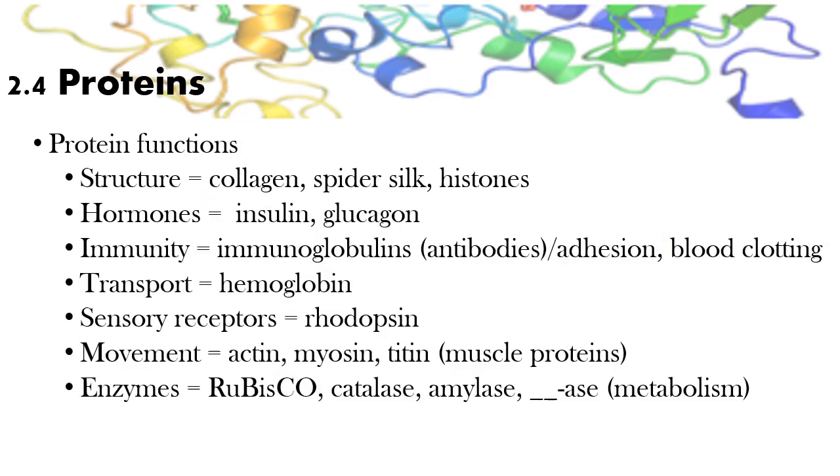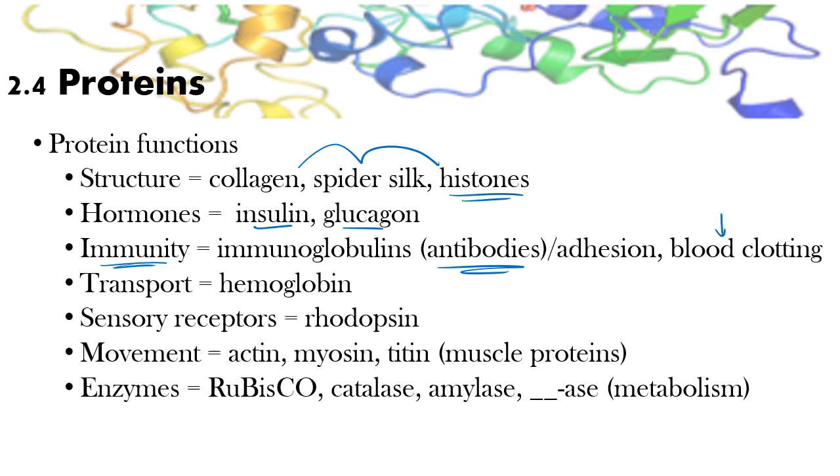What are some of those jobs of proteins? Well, here are lots of examples of protein functions. One is structure, so collagen, spider silk, histones. These are the proteins that our DNA wraps around. These are all structural proteins. We can have proteins function as hormones, insulin and glucagon. We'll talk a lot about these when we get to our unit on physiology. Immunity is carried out in part by proteins. Immunoglobulins, which we also call antibodies, are super important for our immune system.